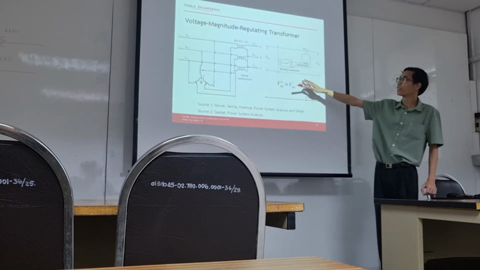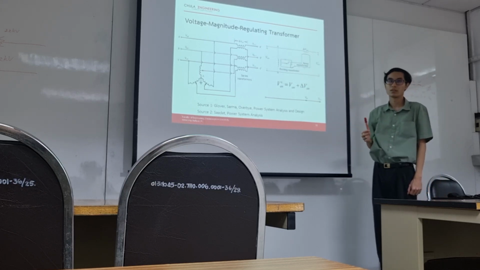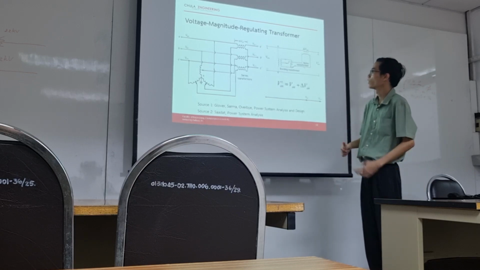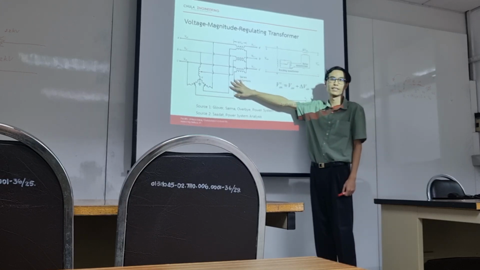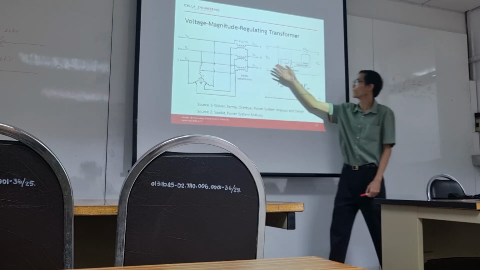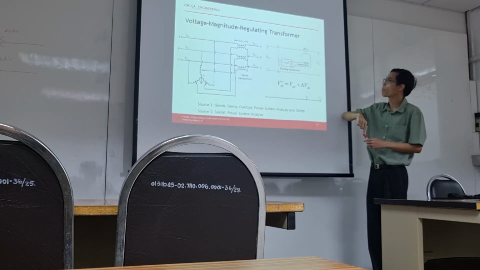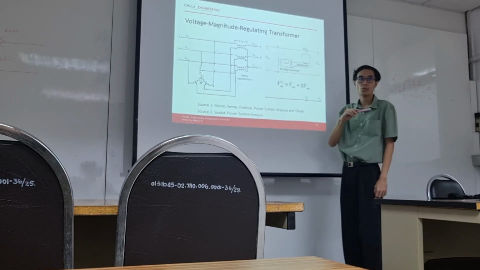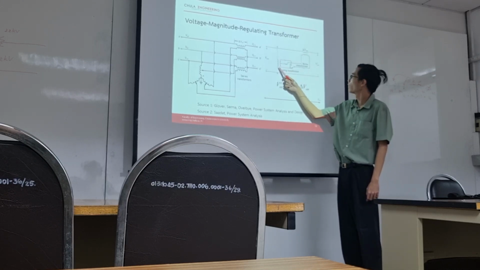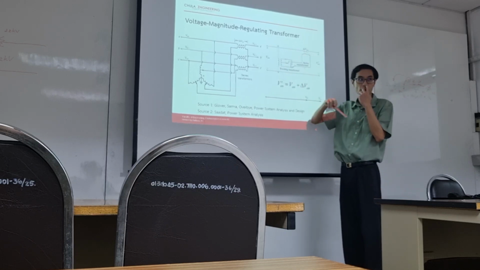I will give you the picture. This is a voltage magnitude regulating transformer. It means you want to regulate the voltage magnitude. So this is the three phase diagram, three phase ABC. Maybe difficult to understand, so this is the single phase representation, easier to understand. You have two transformers: the exciting transformer, which is this one, and the series transformer, another one.